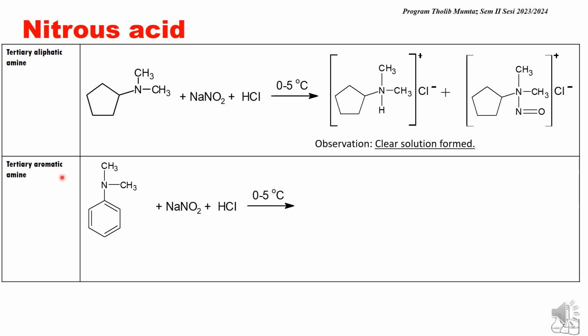Lastly, nitrous acid reaction with tertiary aromatic amine will give us only one product, which is N double bond O, or nitroso, attached to the para position of the benzene ring. So the nitrogen is attached to carbon number 1 of benzene, but the nitroso is attached to carbon number 4. So this is known as para position. And this structure gives us the observation green precipitate formed.